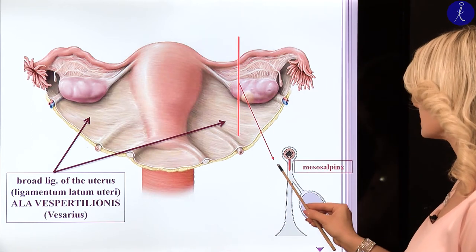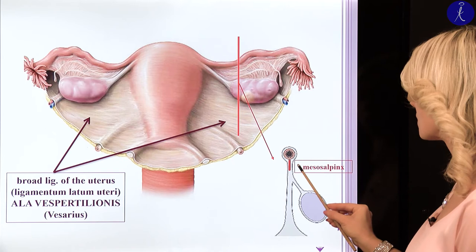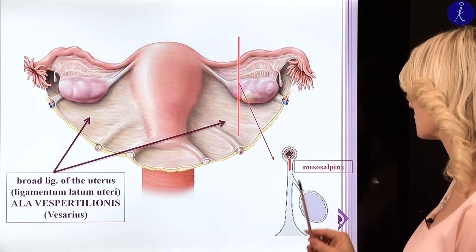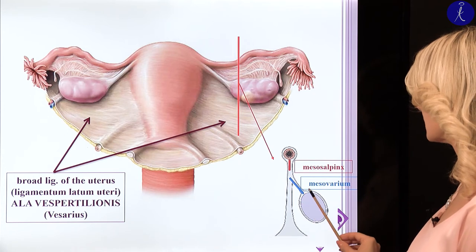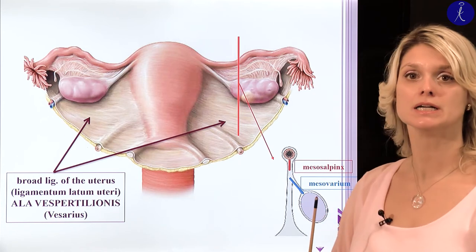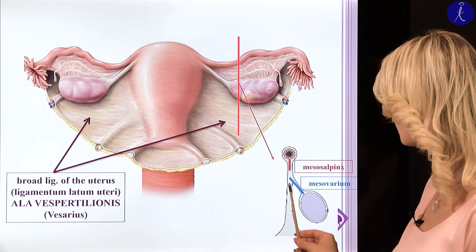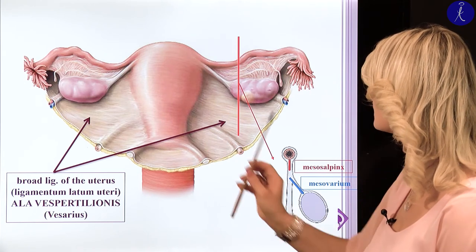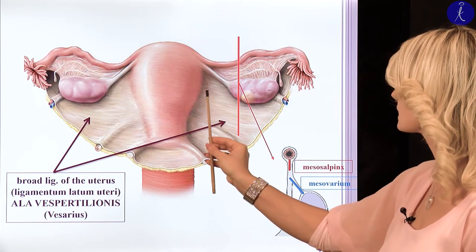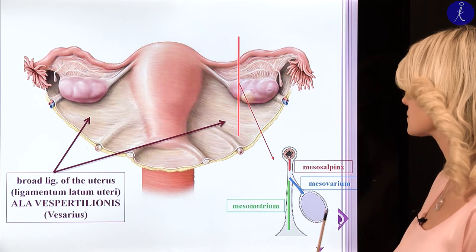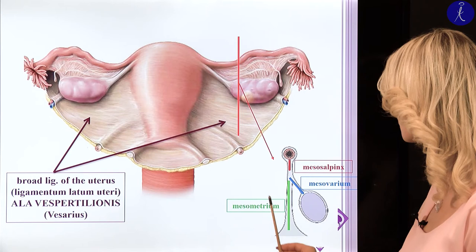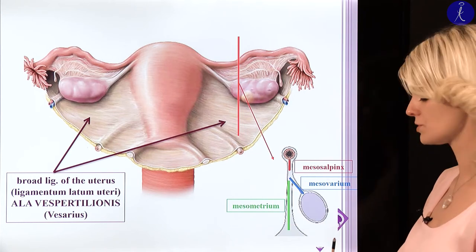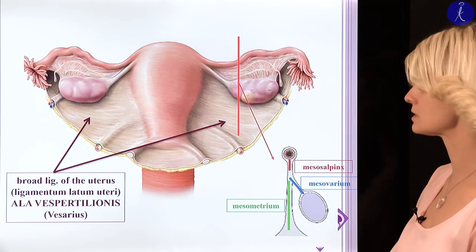The upper part is called the mesosalpinx. It will cover and fix the fallopian tube. That double layer which will fix the ovary is called the mesovary. And finally, the double layer which is next to the body of the uterus is called the mesometrium. So here you can see the position of these structures in the longitudinal section.